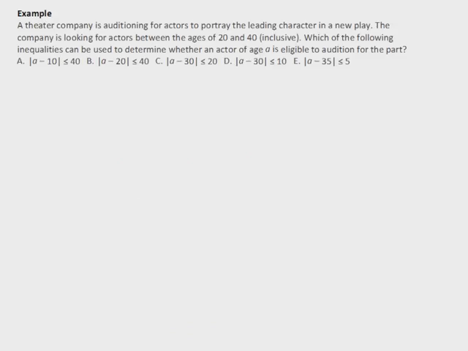A theatre company is auditioning for actors to portray the leading character in a new play. The company is looking for actors between the ages of 20 and 40. Which of the following can be used to determine whether an actor of age A is eligible? So when are you eligible? If you're between 20 and 40. So if A is between 20 and 40. So 20 and 40, and A should be between them. So A should be greater than or equal to 20 but less than or equal to 40. On a number line, you have 20, you have 40, and A is between 20 and 40.